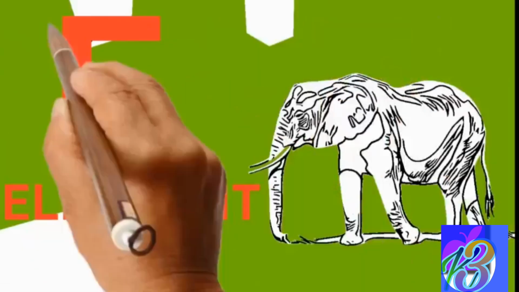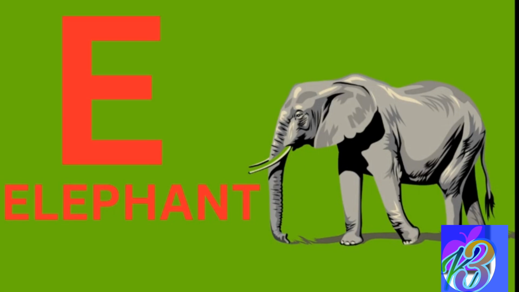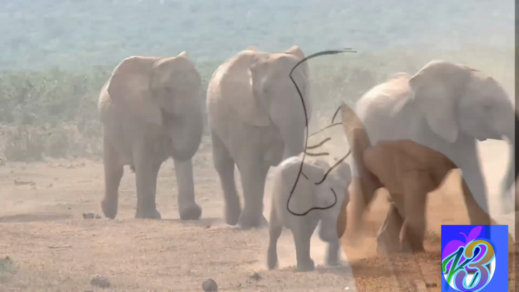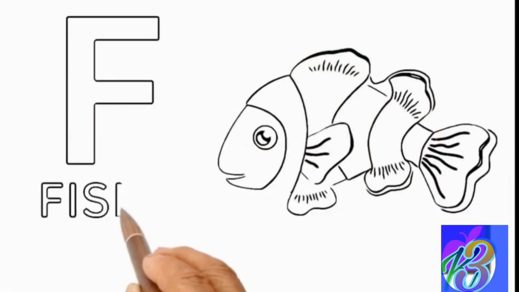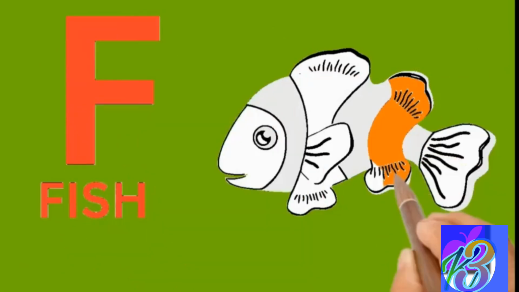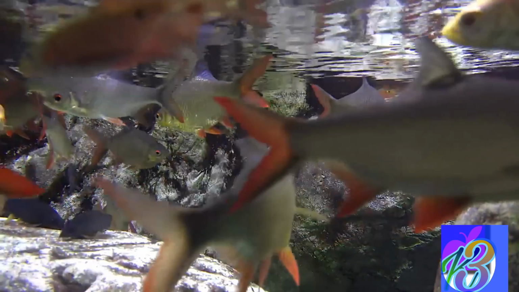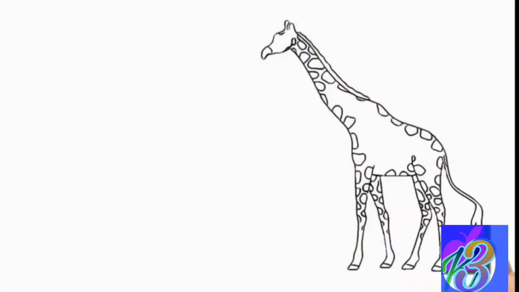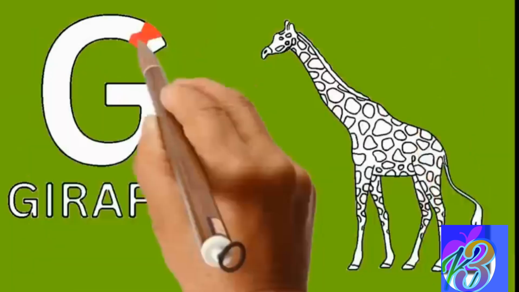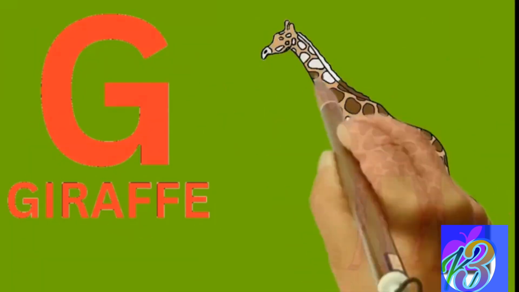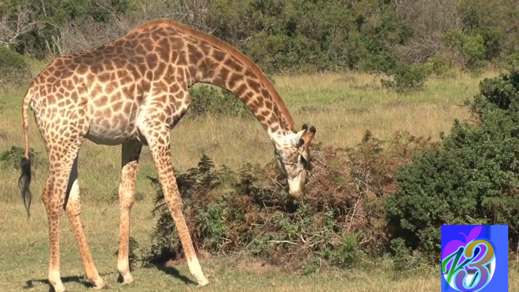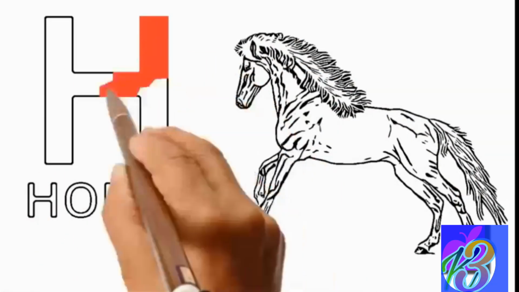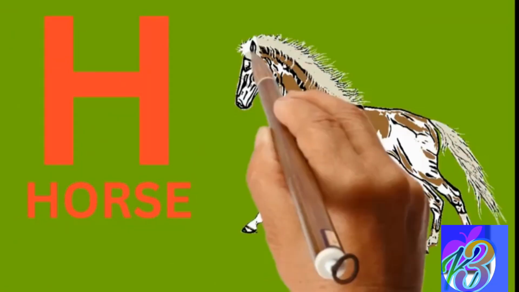E for elephant. F for fish. G for giraffe. H for horse.